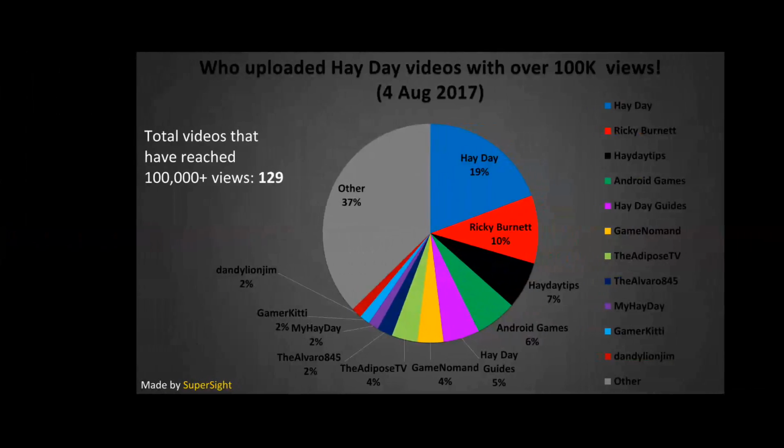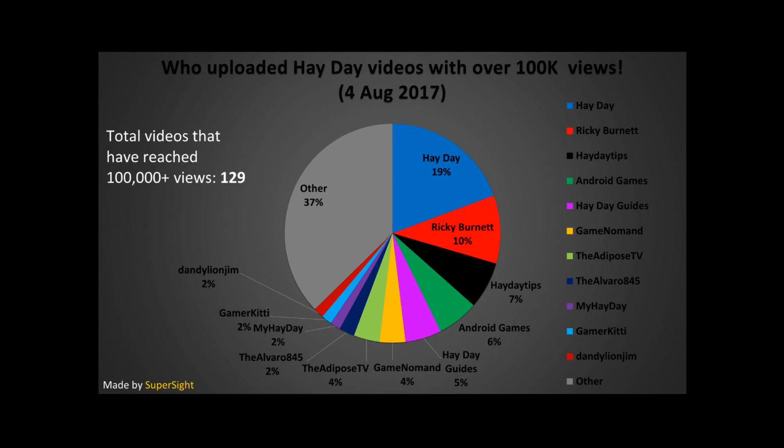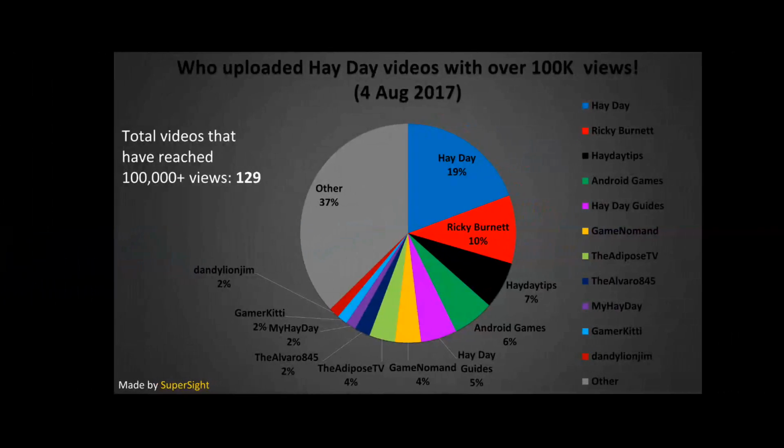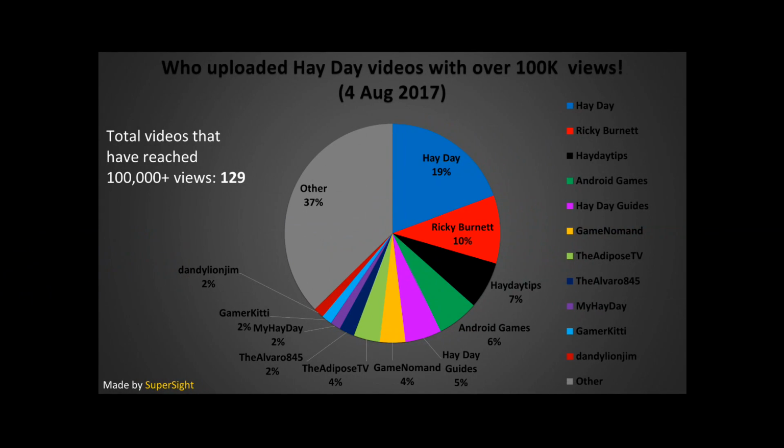Now, as we go to the next one, this one is who uploaded Heyday videos with over 100k views, also the same date. As you can see, Heyday's proportion decreases. That's because virtually all of their videos already have over 1 million views, so the more videos you add to the equation, the lower the percentage they'll have. Hence, they have released 19% of the videos that have over 100k views. And then you've got Ricky Burnett with an impressive 10%.